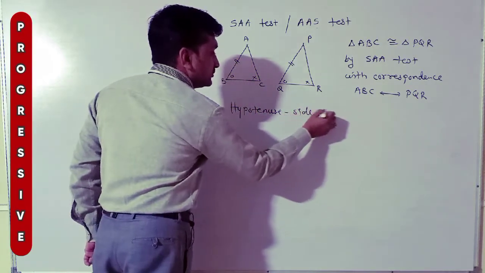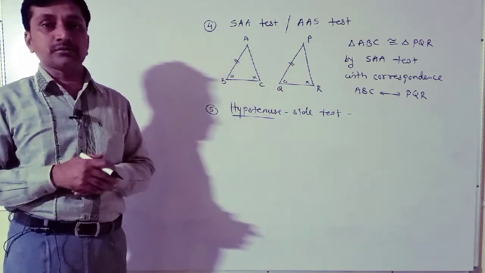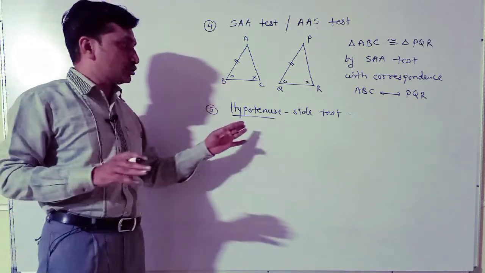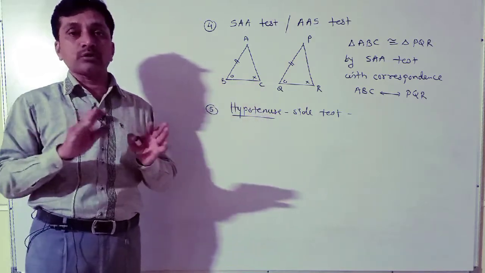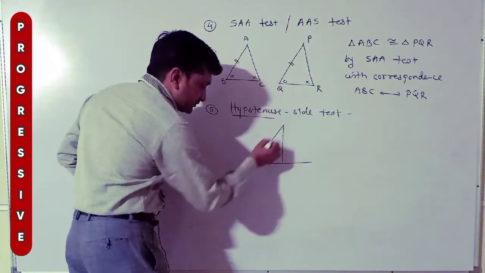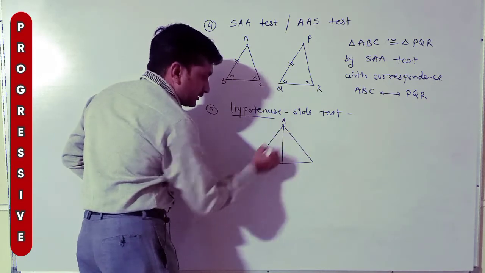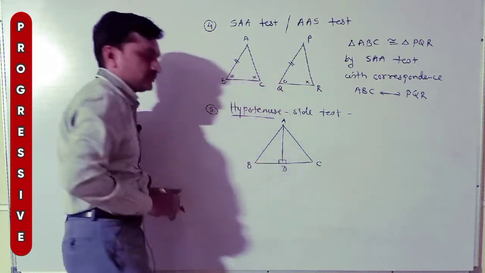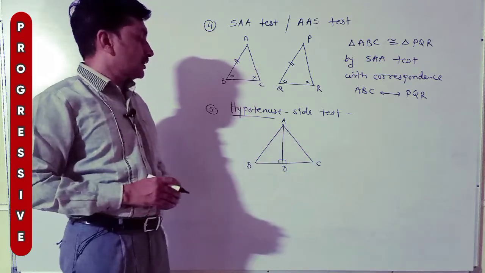Fifth test is hypotenuse side test. Now you know hypotenuse we can show only in right angle triangle. It means both the triangles should be right angle triangles, otherwise we cannot use hypotenuse side test. Hypotenuse side test is applicable only for right angle triangles. Now suppose figure is like this, different figure I draw here, A, B, C, and here D, and these are right angle triangles. ABD and ACD are right angle triangles because it is 90 degree.